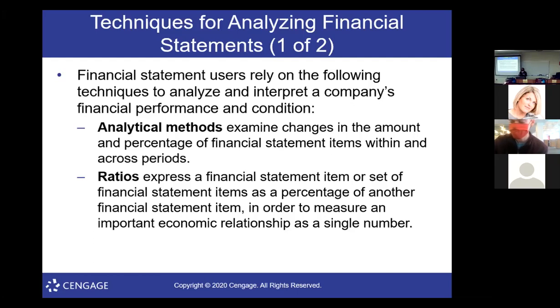Ratios express a financial statement item or set of financial statement items as a percentage of another financial statement item. Typically, when we talk about a ratio, all we're talking about is a numerator divided by a denominator to give us a ratio that can help us understand the health of the company. So return on assets, return on equity, accounts receivable turnover, inventory turnover. These are all ratios that we'll cover in this chapter that give us a sense of how the company is performing, either from a liquidity and solvency perspective or from a profitability perspective.